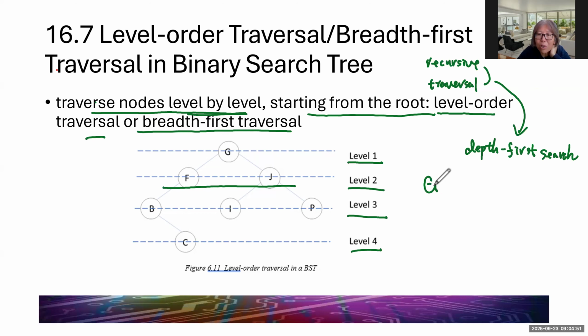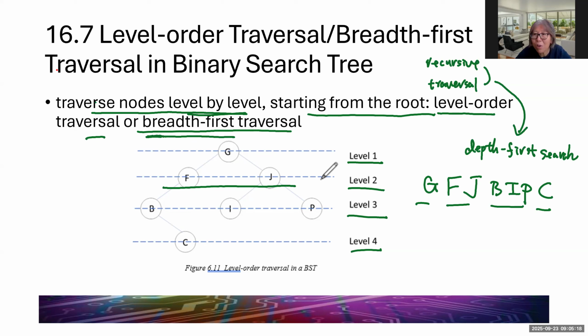So you do G first, then F, and then J, then B, I, P, then C. So you do level by level. So then the question is, how are we going to do that? Clearly we can see this is breadth first. It goes as wide as possible at each level. Only after it completes the level will it move to the next level.